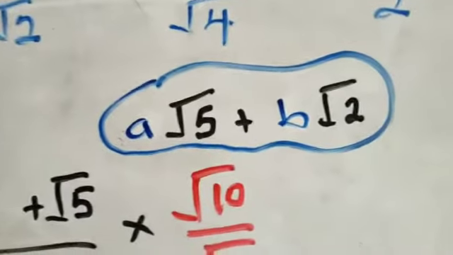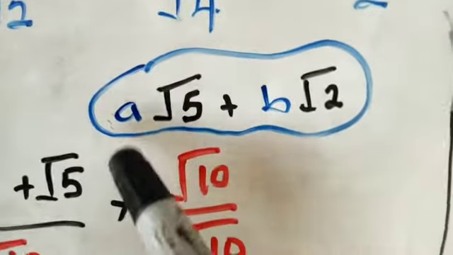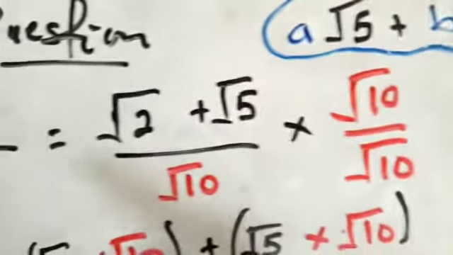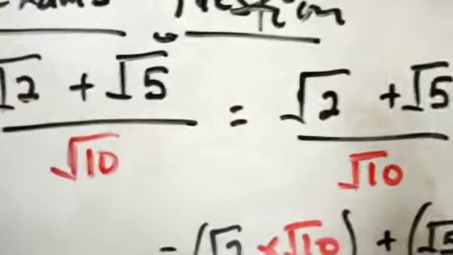So we are given a problem. They say we should express that in this form: A root 5 plus B root 2. So what do you do? How do you solve that? Is that okay? How do you solve that?